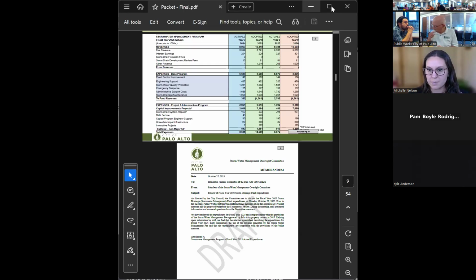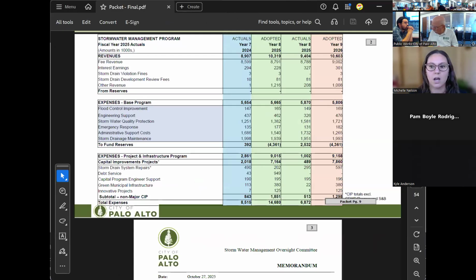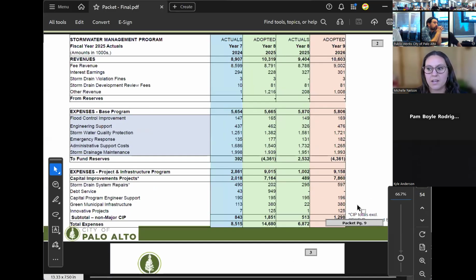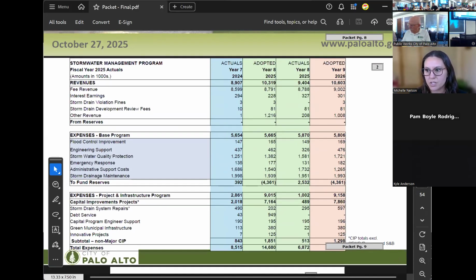And then when we move on to the expenses of the base program, that's the portion of our ballot fee here that is intended to be ongoing operating and maintenance, that we would continue and have to do regardless of the ballot measure. So that's the piece that has our flood control and improvement work, our storm quality protection work, the actual maintenance of the storm drain system, and our administrative costs. For that base program expenses, we have come in pretty close, slightly higher than what was budgeted.